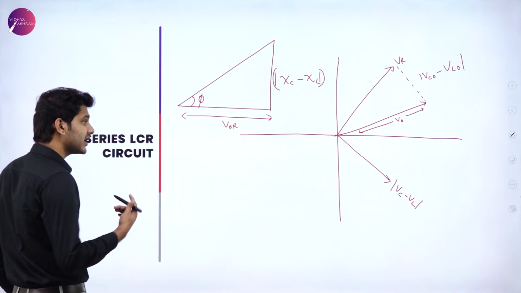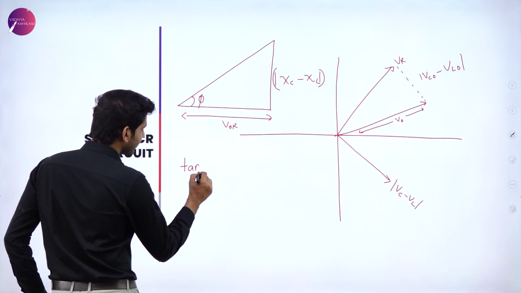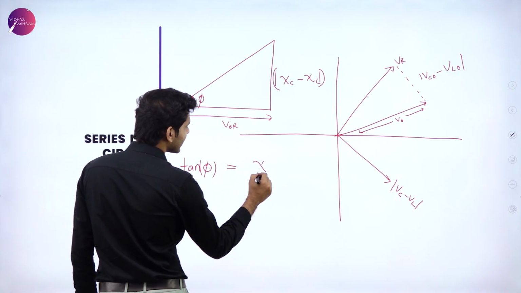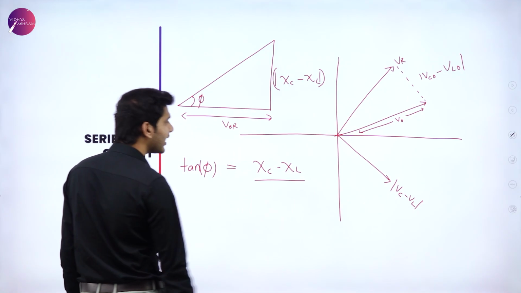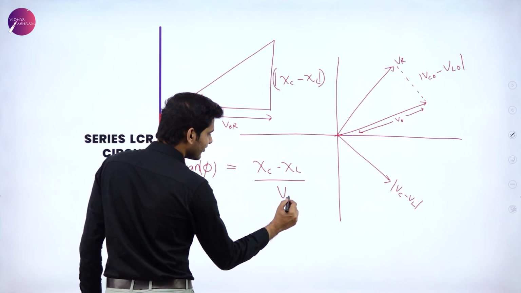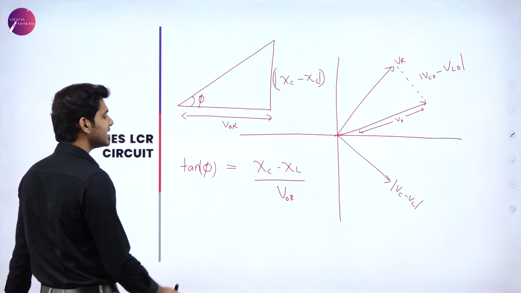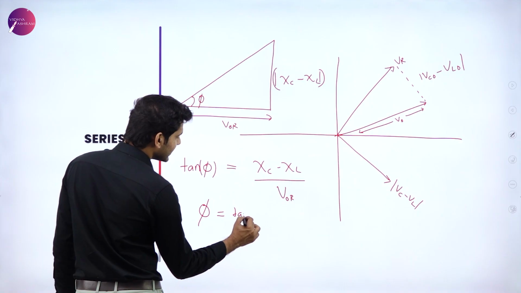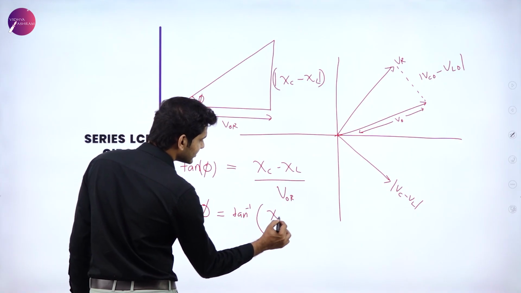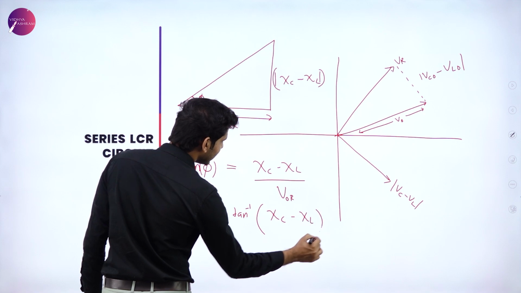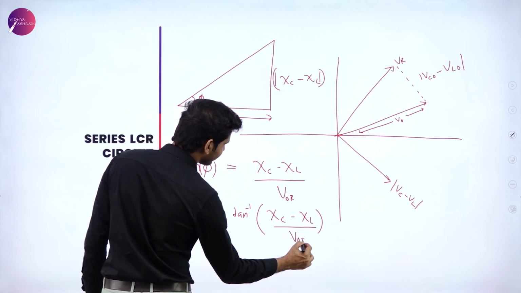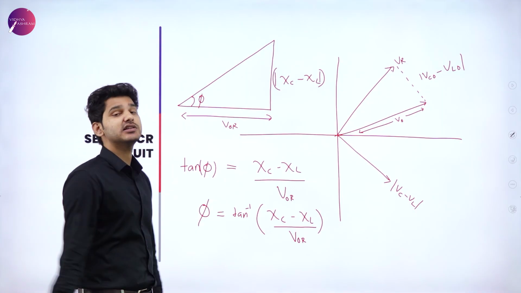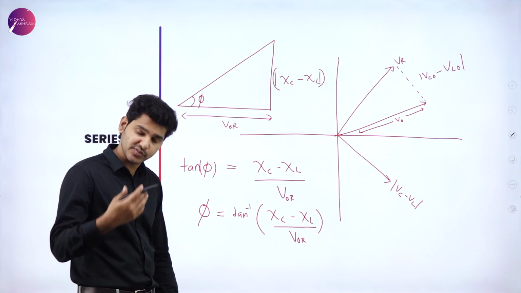From this triangle we can say that tan phi is equal to the opposite side, which is XC minus XL, divided by V0R, or just simply V0. So phi is equal to tan inverse of (XC minus XL) divided by V0. This is the way you can find the impedance and the angle from the impedance triangle if the question is asked like that.